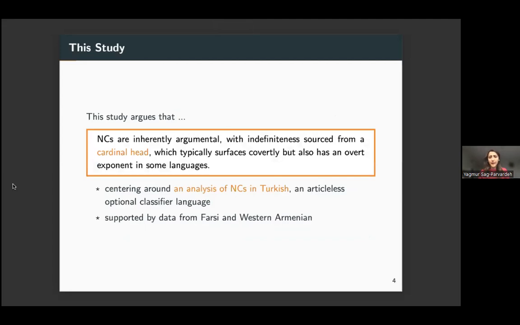I will argue that numeral constructions are actually not predicative. They are argumental cross-linguistically, and the source of indefiniteness that they have comes from a cardinal head. We will see that this head typically surfaces covertly in languages, but some languages also have an overt exponent. For example, we will see that Turkish is one of them. As is obvious, my talk will center around Turkish numeral constructions. As we all know, it's an articleless language. We don't have a definite article. And it's also known to be an optional classifier language. I will support my claim with data from Farsi and Western Armenian at the end.